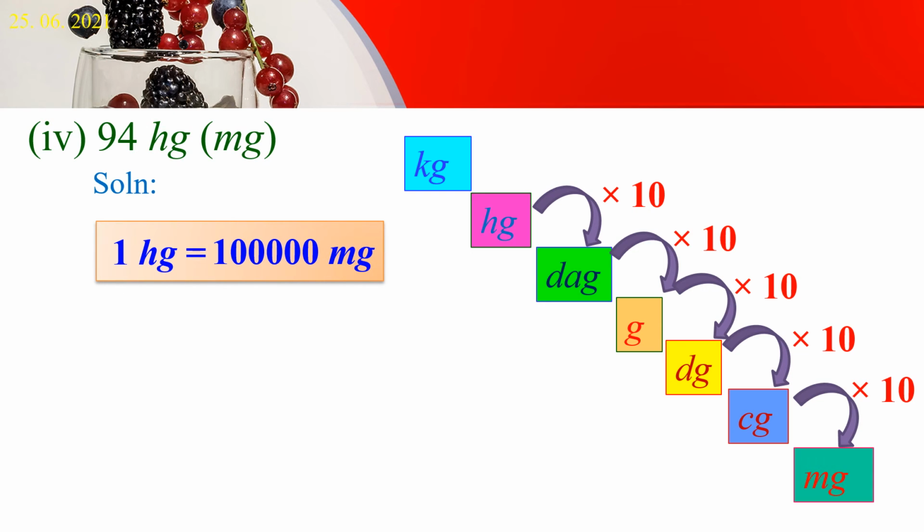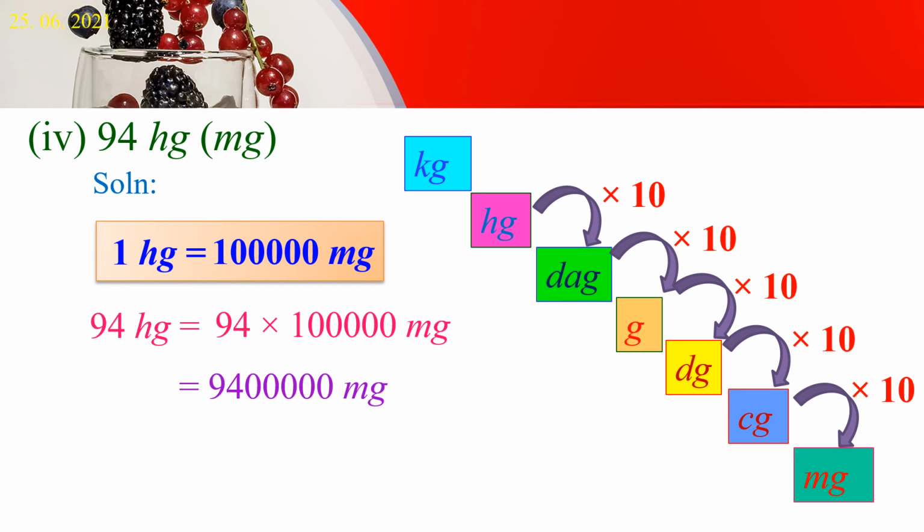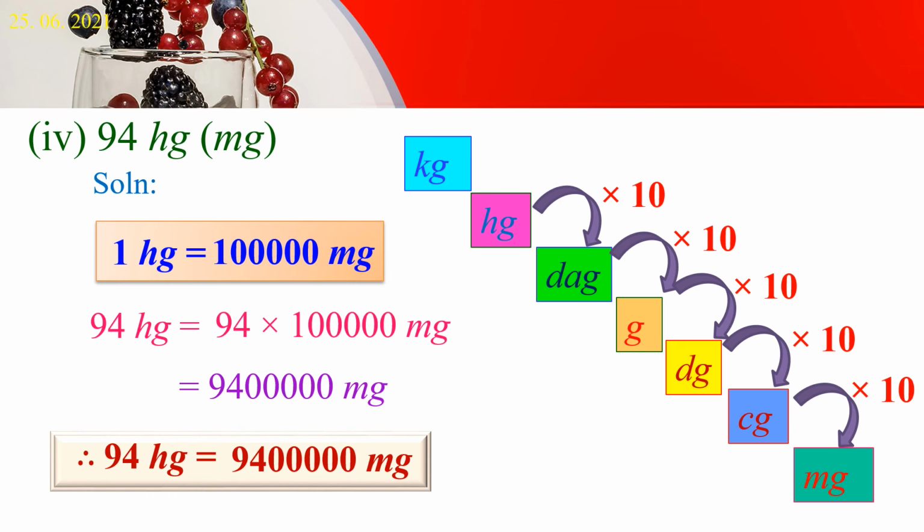Now let us take 94 hectogram to convert it to milligram. So we have to multiply 94 with 1 lakh to convert to milligram. On multiplying we get 94 lakh milligram. 94 hectogram is equal to 94 lakh milligram. Therefore, 94 hectogram is equal to 94 lakh milligram is the solution for this sum.